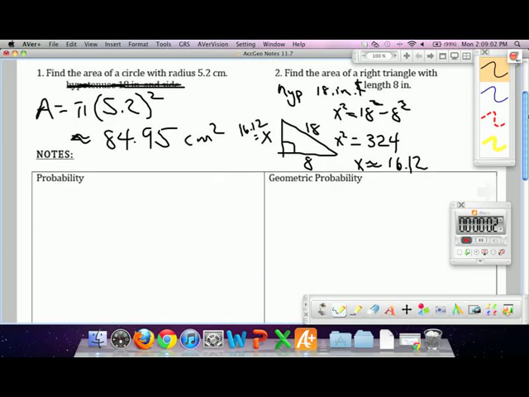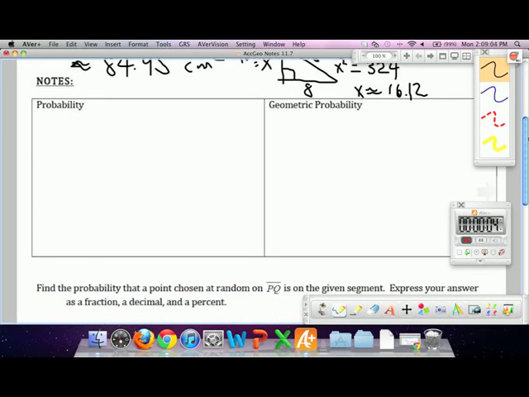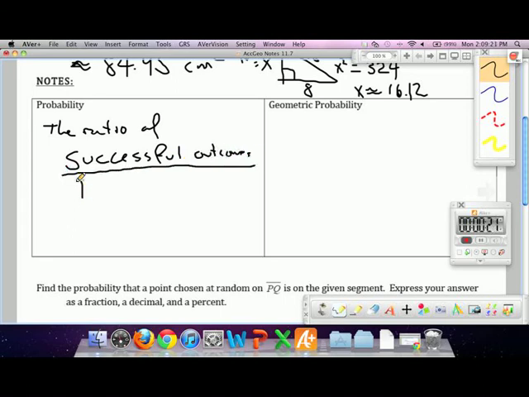In general, probability is defined as the following. A probability is simply the ratio of what are called successful outcomes over total outcomes. Successful outcomes are the things we're going to look at, and they will vary by situation.